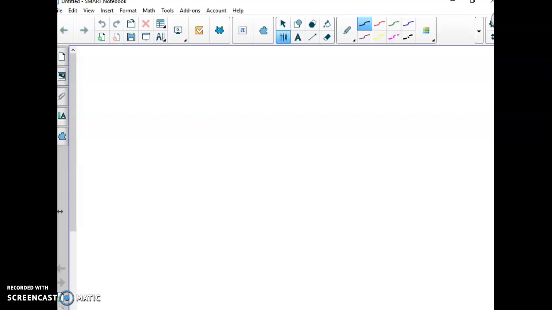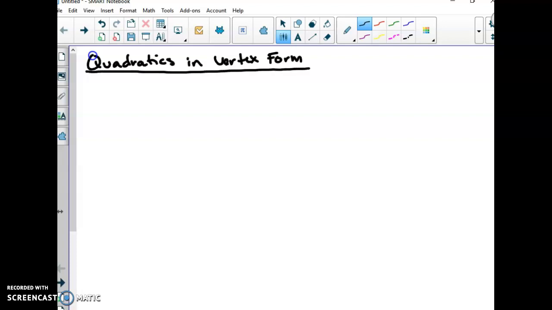We're going to be looking at quadratics in vertex form. With quadratics, we've kind of dealt with a quadratic before. This is in the form of an x squared, so anything that has an x squared is considered a quadratic. Vertex form specifically is in the form of y equals a(x minus h) squared plus k. A determines the direction of the opening as well as whether we have a stretch or a shrink vertically.